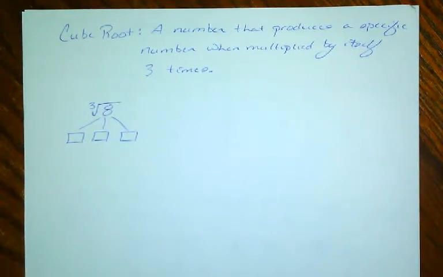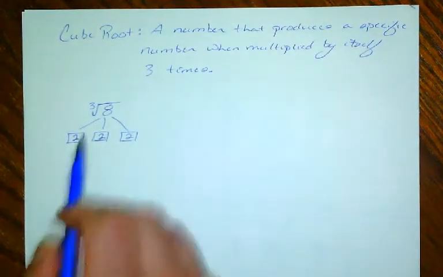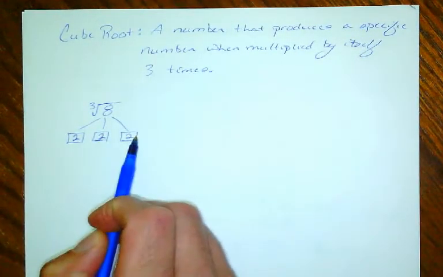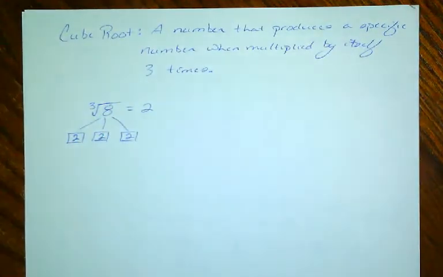I could do some estimation here, all right? 1 times 1 times 1, that equals 1. Then I'll try 2. 2 times 2 times 2. Well, 2 times 2 is 4. 4 times 2 is 8, all right? So the cubed root of 8 is 2, all right?